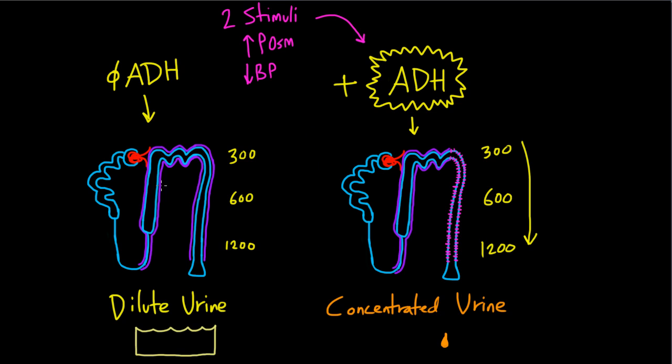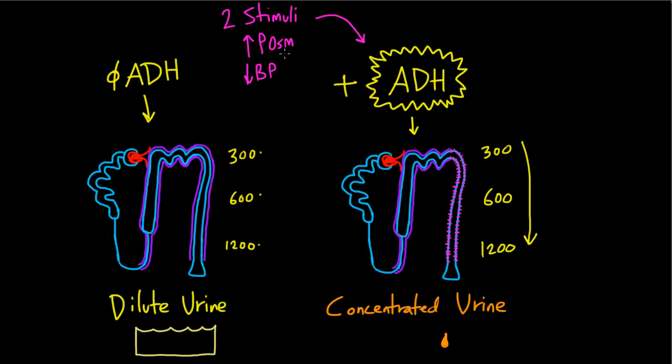So pretty much the default setting of the kidney, at least the part from the ascending loop of Henle all the way out, is to not reabsorb water. That's what this purple line represents. It's impermeable to water. And so when ADH is absent, you will make dilute urine. Okay? Even though the interstitium is very concentrated right here. This is pretty much the default setting of the kidney.